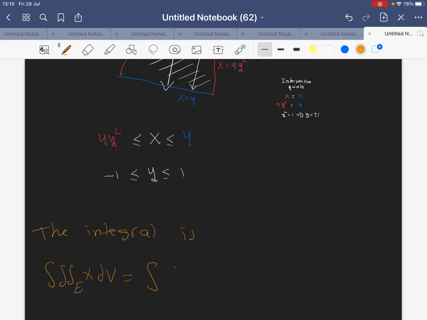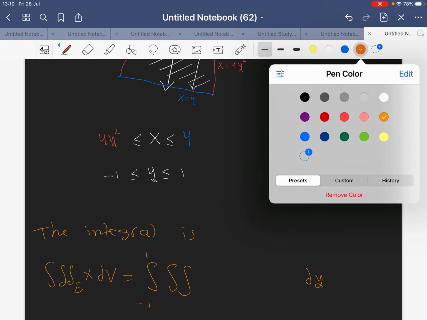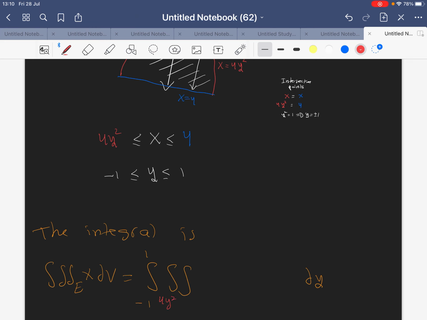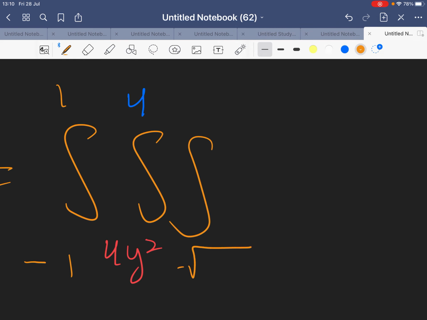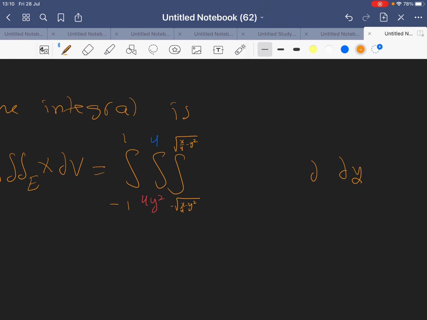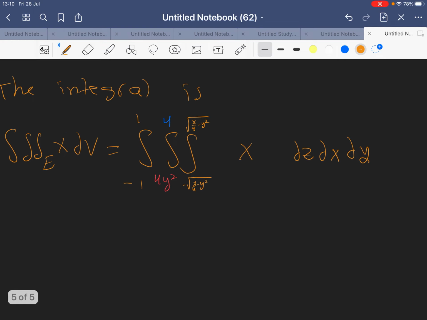Now the integral will be three integrals from -1 to 1 for the dy. For the x, it will be 4y squared to 4. And for the z, we need to write it down, it will be negative square root of x over 4 minus y squared to square root of x over 4 minus y squared. One from the negative, one from the positive. And then I do the z and then I do the x.